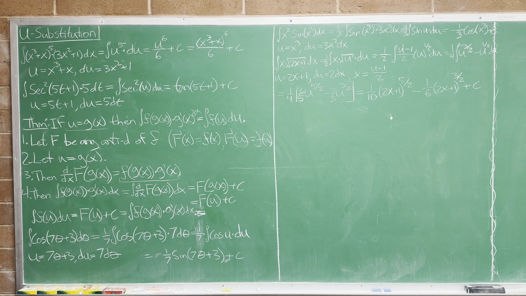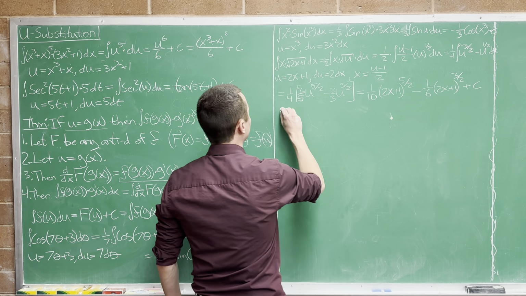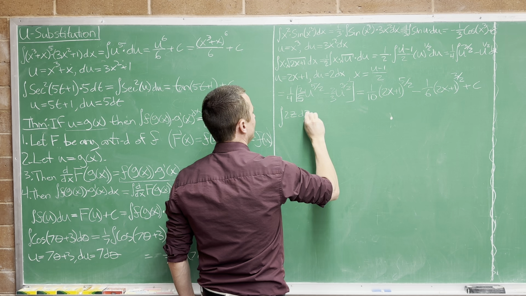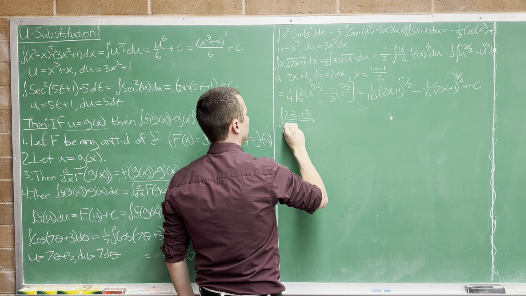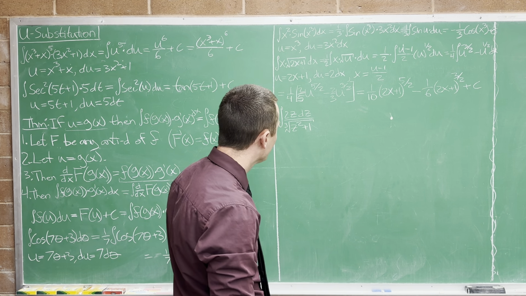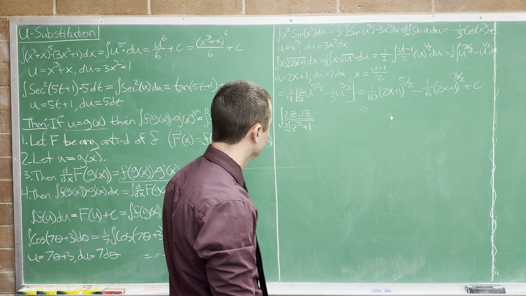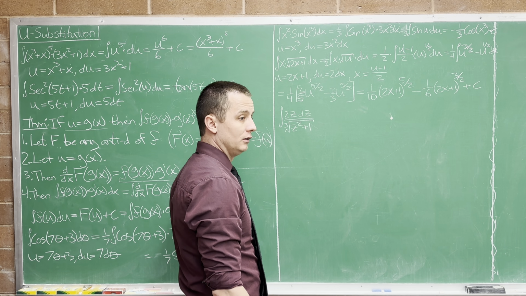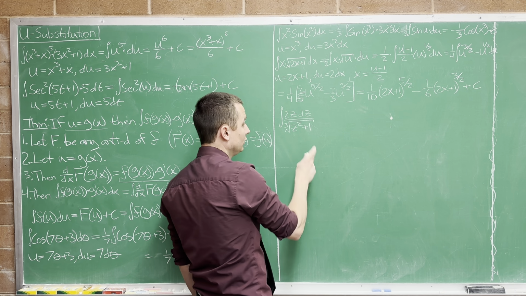Let's try another one. Evaluate the integral of 2z dz all over the cubed root of z² plus 1. Okay. So we want our u to be z² plus 1. So we probably want our u to be z² plus 1. Okay, so let's try that out.